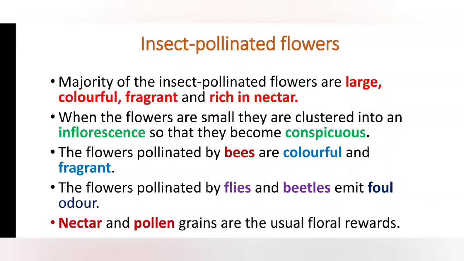Generally, you might have seen beetles and flies moving around some foul smelling articles, rotten vegetables or rotten eggs, because they are only attracted towards bad odor. So the flowers pollinated by flies and beetles emit a foul odor, a bad smell, instead of a fragrant smell. Nectar and pollen grains are the usual floral rewards.